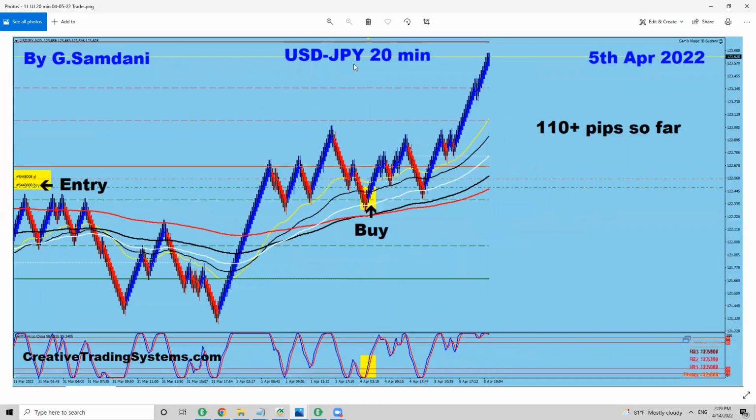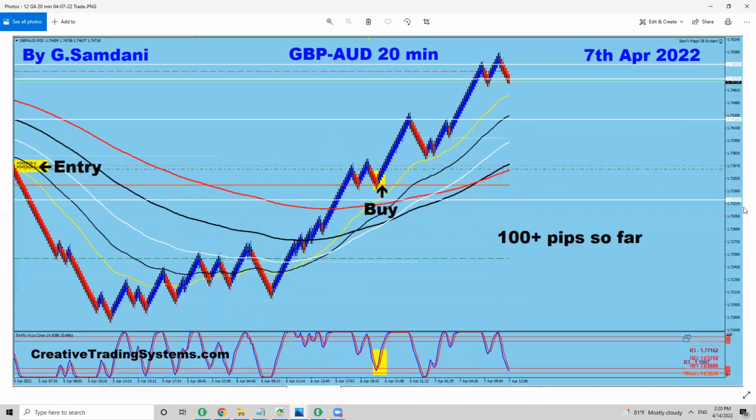On the 5th, USD yen and all yen pairs went up because of the yen weakness. 110 pips from here all the way. This one, I did not move my SL because I was sleeping or something. I wasn't available. So it came down very close to my SL, but I didn't hit it, and then it went up. Like I said, all yen pairs were going up. Pound Aussie, beautiful entry, never looked back, and then went up 100 pips.